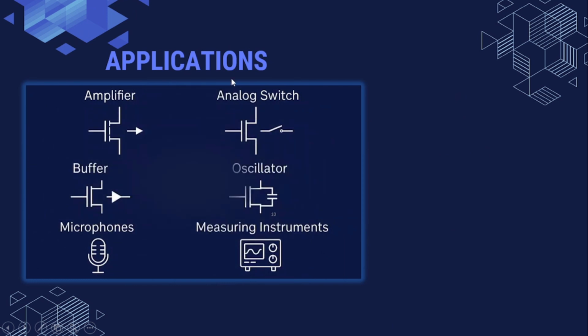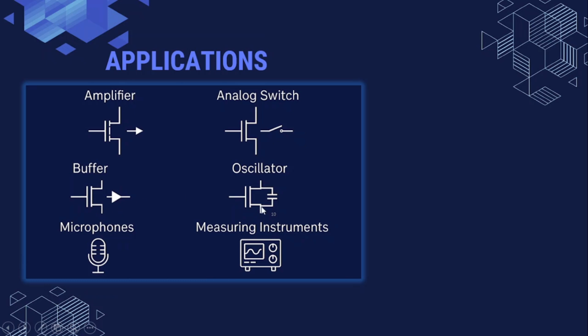Applications. The JFET is used as an amplifier, in audio and RF amplifiers, due to high input impedance and low noise. Then it is used in analog switches, acting as an electronic switch in analog circuits like selecting audio channels. Next, the JFET acts as a buffer, used in voltage follower circuits to prevent loading of previous stages.